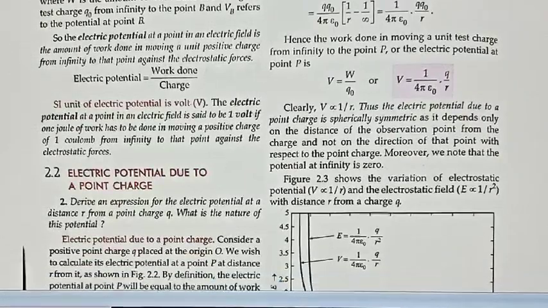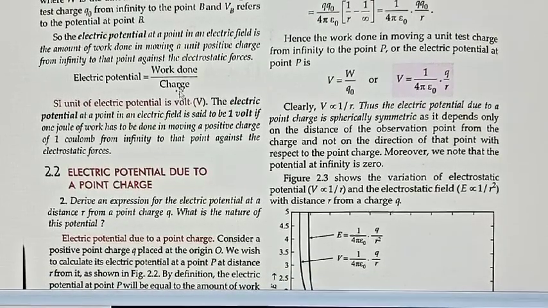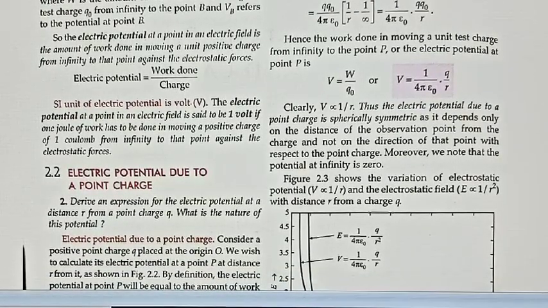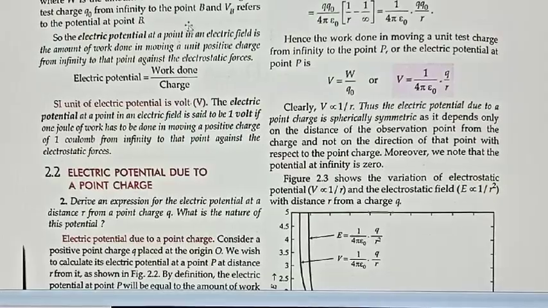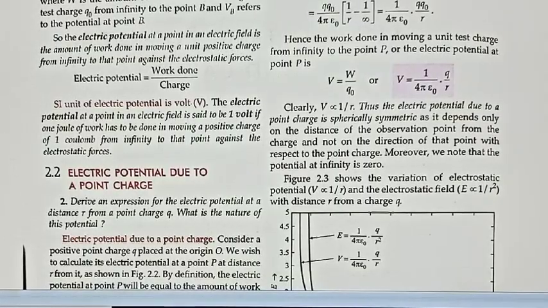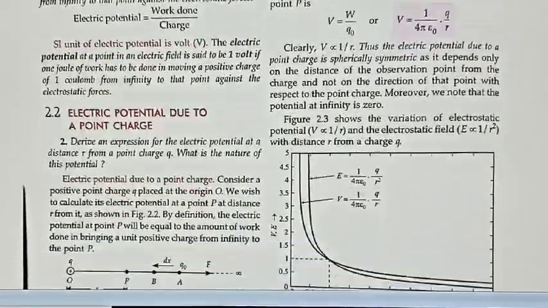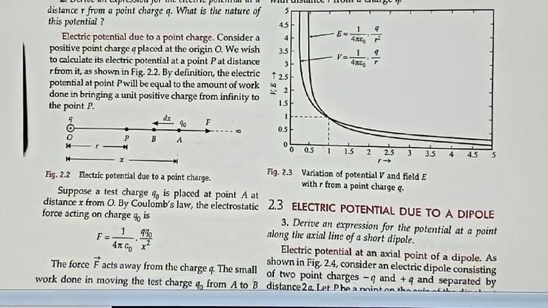So electric potential is nothing but work done per unit charge. You can see here V is equal to W by q naught. Sometimes you will be asked to write the definition of electric potential, the unit of electric potential, or to define 1 volt potential. So all those things you have to see.